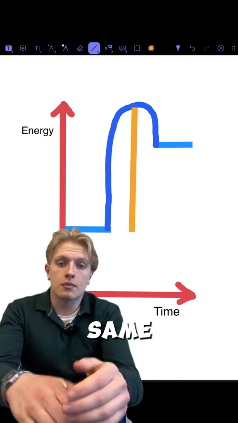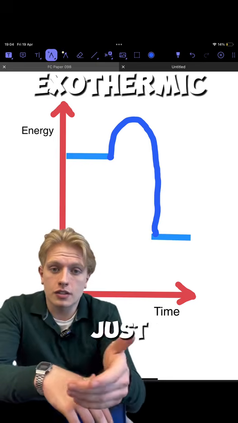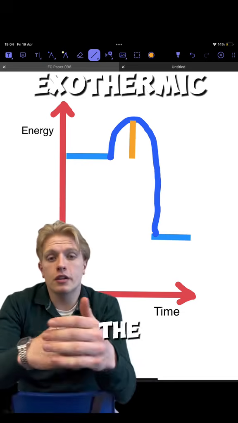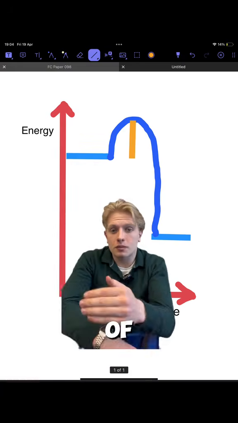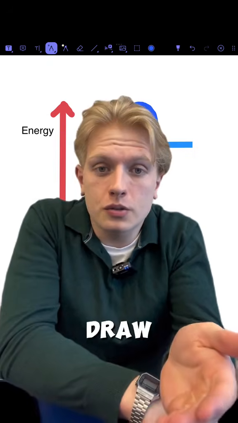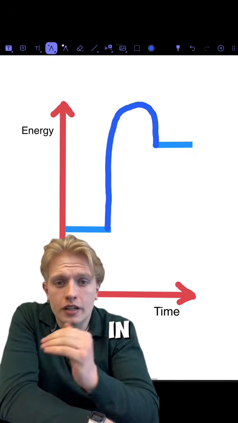You see the exact same thing in an exothermic reaction, just like this. There's still a bump, the energy goes up before it reaches the products. But the only difference with this one is that the energy of the products is much lower than the energy of the reactants.